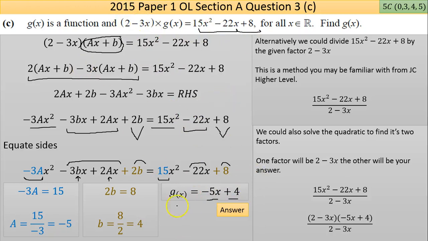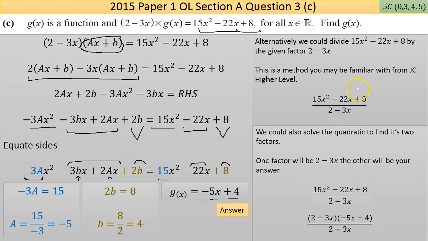So that's one way of doing it. Again, not the way I probably attempt it. Now, if you've done junior cert maths at the honours level, you'd be used to dividing factors into usually cubic equations, and you can do that here. If you divide 15x squared minus 22x plus 8 by 2 minus 3x, you should get minus 5x plus 4 as your answer.